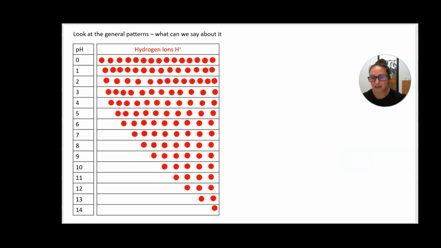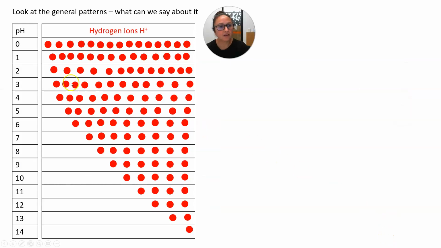First thing I want you to think about here, I just want you to think about the pattern that I've got on my screen. Okay? I've got the pH scale here. Actually, I might just do this in this mode. There. Here I have my pH scale. All right? pH scale from 0 to 14. I want you to have a look at the pattern of the red dots. What is happening? What can we say about it? Pause the video and say a statement.